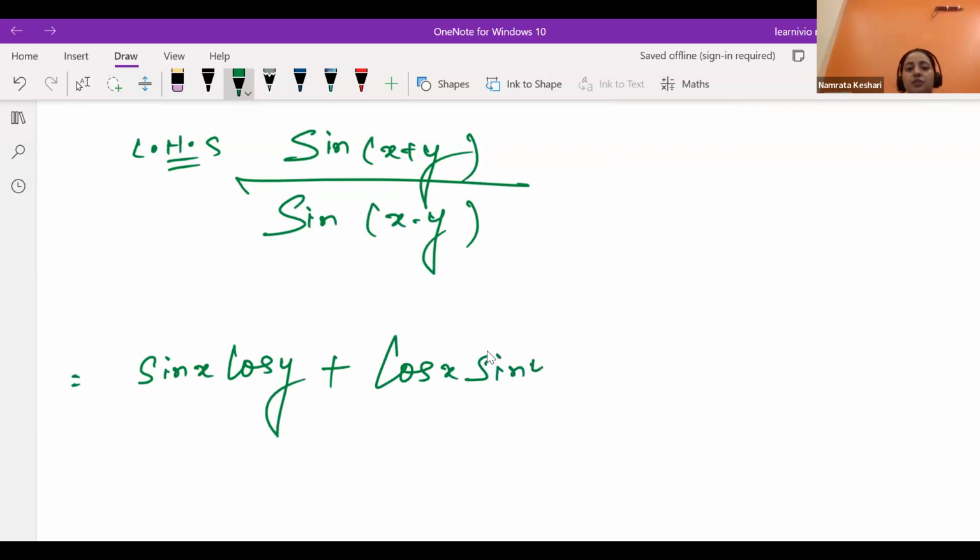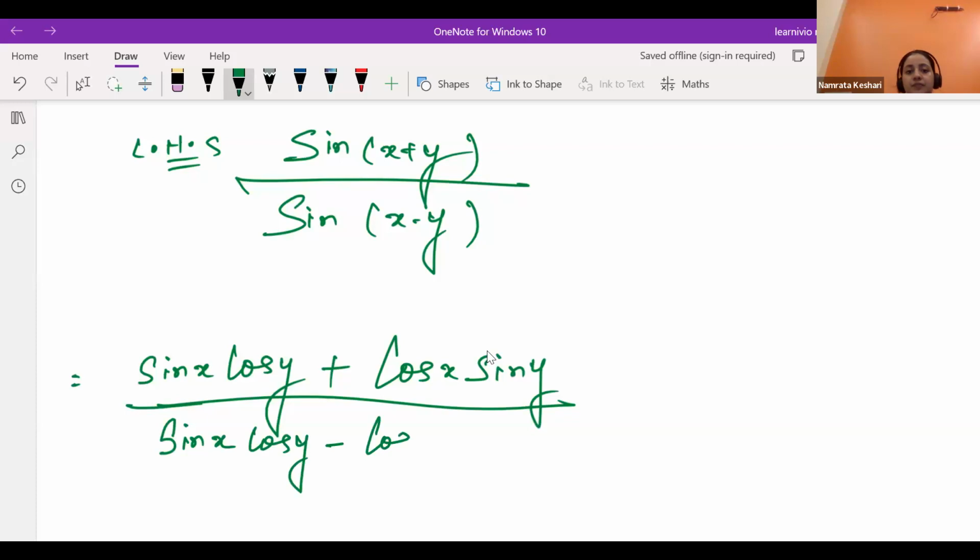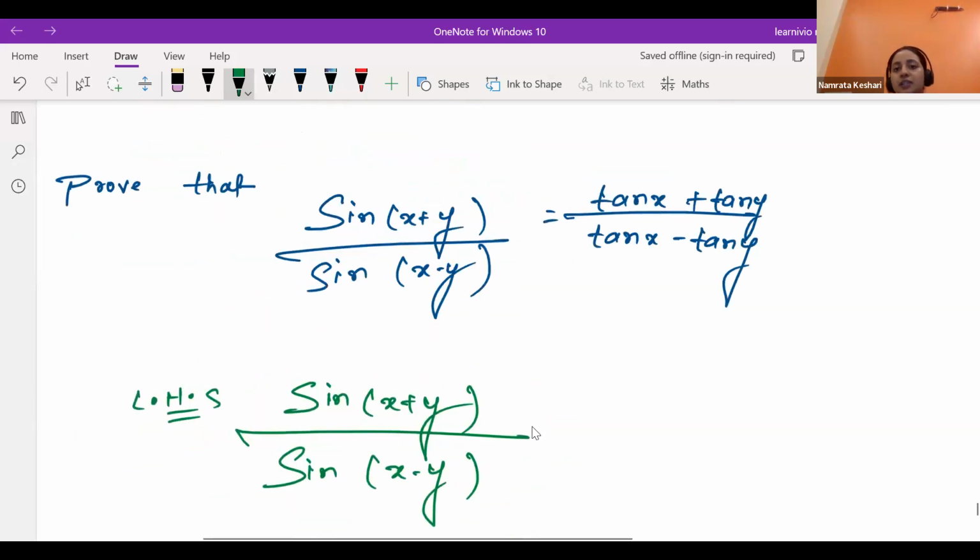Since you have unmuted yourself, please tell me the denominator part also. Sin x cos y minus cos x sin y. Perfect. Okay, let's continue. We have to prove something like this.